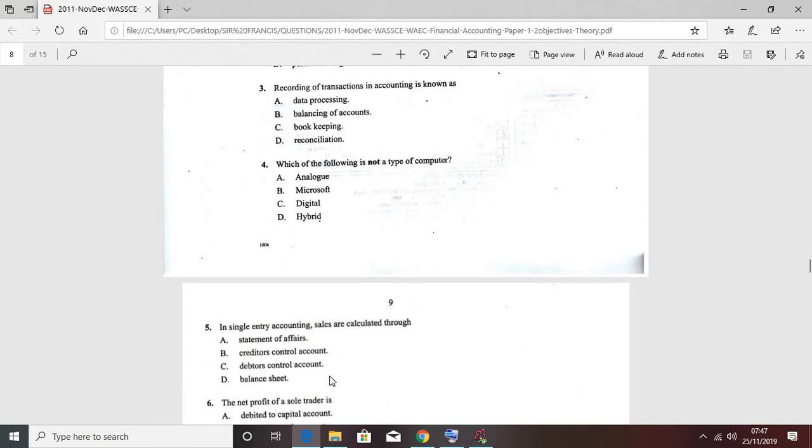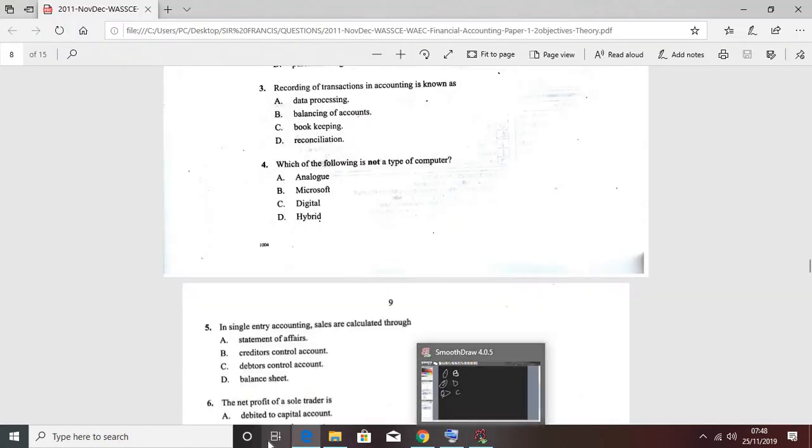Which of the following is not a type of computer? So this has to do with the computing aspect of accounting. We have analog, we have Microsoft, we have digital, we have hybrid. So obviously the answer should be Microsoft. Microsoft is just a software and it's not a computer. Microsoft Suite is just a software that has so many packages. And analog, digital and hybrid are all different types of what? Computers. So the answer is B, which is Microsoft.